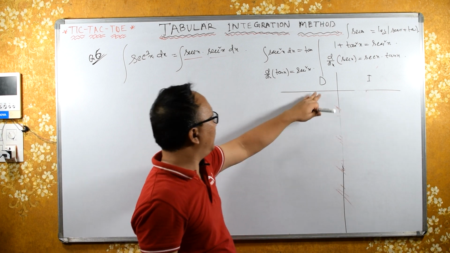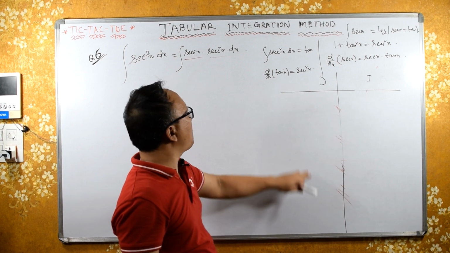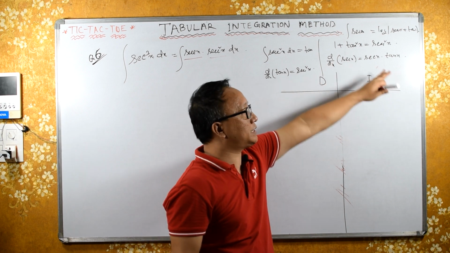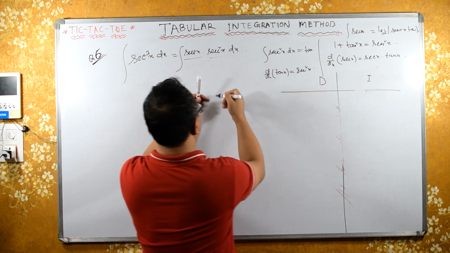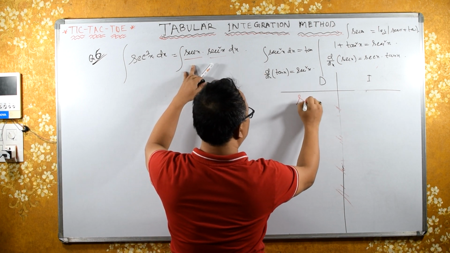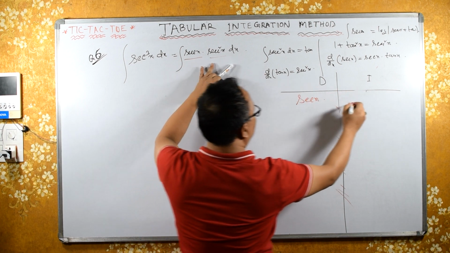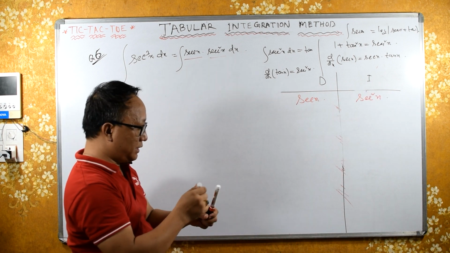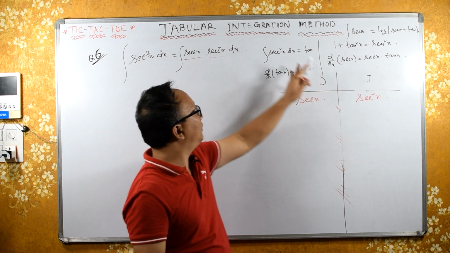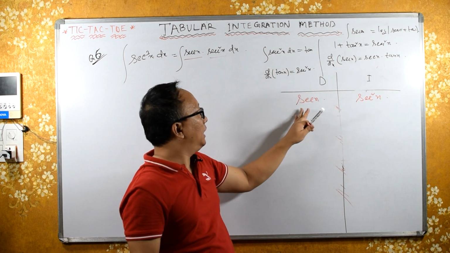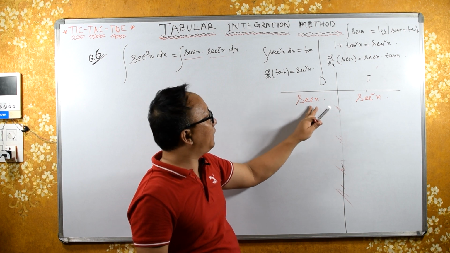And then this part over here, because the differentiation of sec x is sec x tan x. So this part I will choose for differentiation, sec x, and the integral part sec square x. Why? Because the integration of sec square is only tan x, which is very easy, and the differentiation of sec x is sec x tan x.